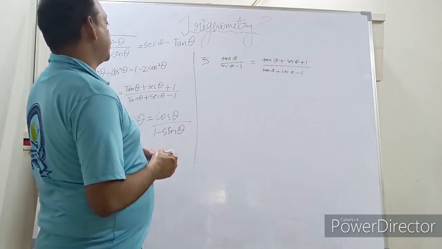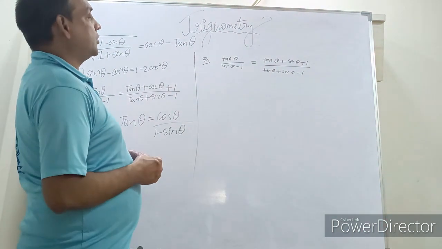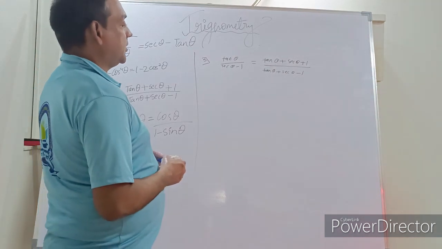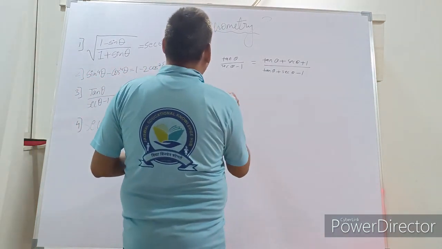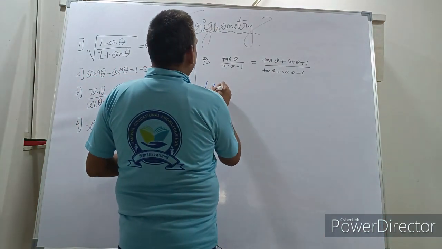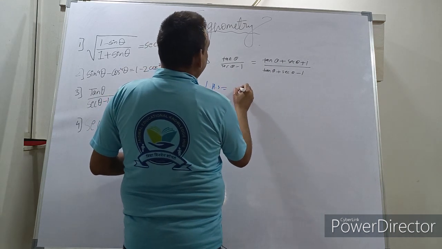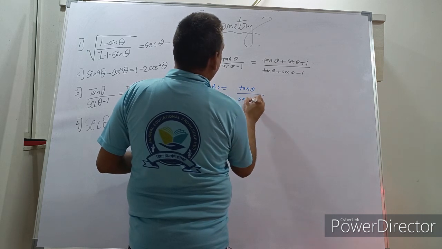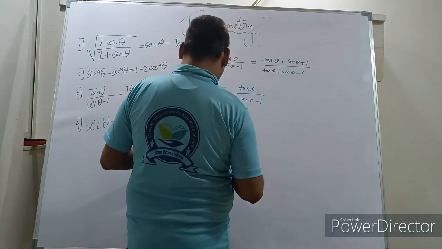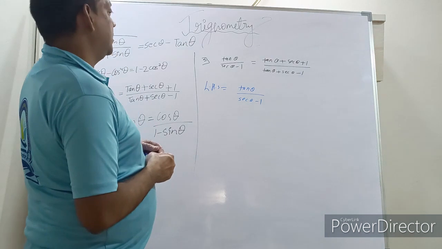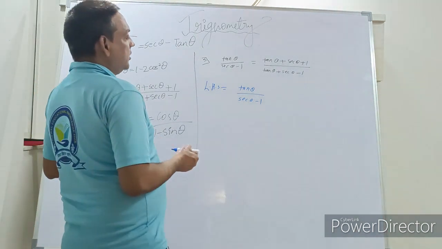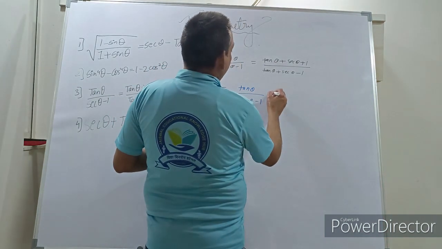Tan theta upon sec theta minus 1 is equal to tan theta plus sec theta plus 1 upon tan theta plus sec theta minus 1. So we'll take the LHS. LHS is equal to tan theta upon sec theta minus 1. Now see, if you directly do, I don't think we'll get by. So what we'll do here, first we'll take the conjugate of this.